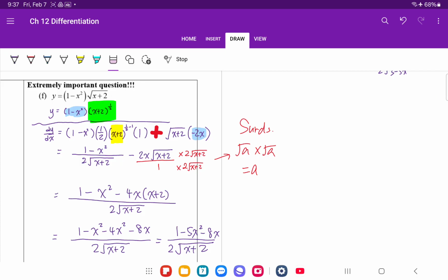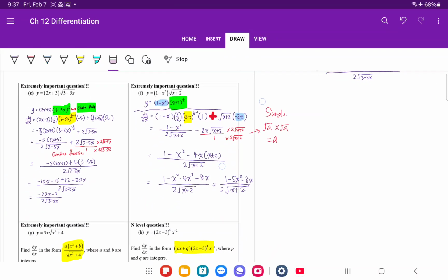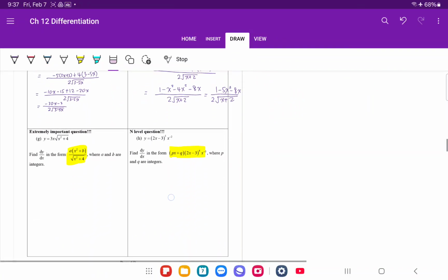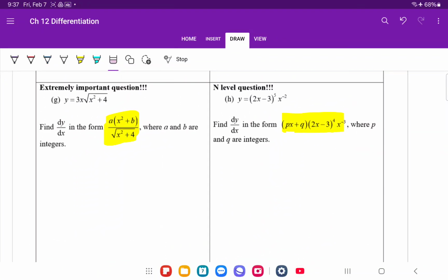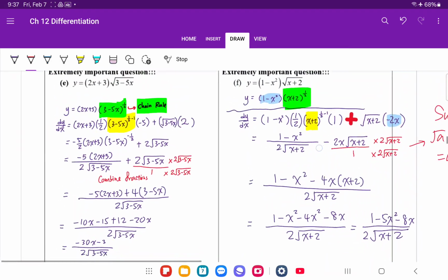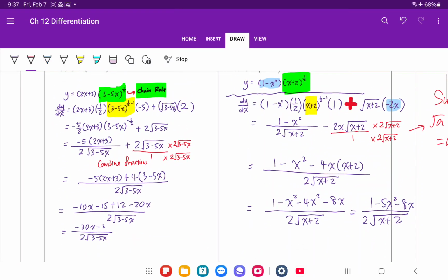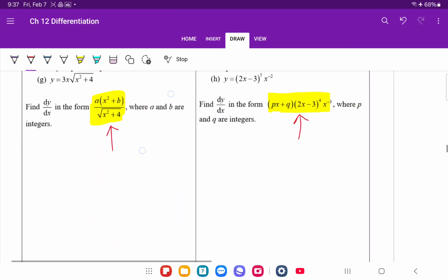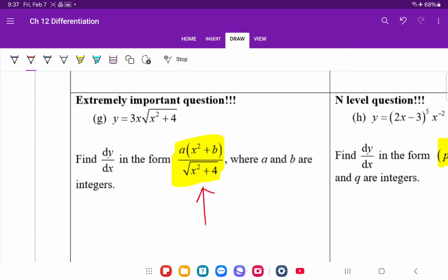Alright, now the reason why we are doing all this is because, if you notice, for the next two questions in N-level, they will purposely ask you to present your work in a certain way as the final answer. So you have no choice but to combine the fractions, and that was what I was forcing you to do earlier on, right? We do not leave the answers as split fractions. We have to combine them because the question will ask you to combine them.